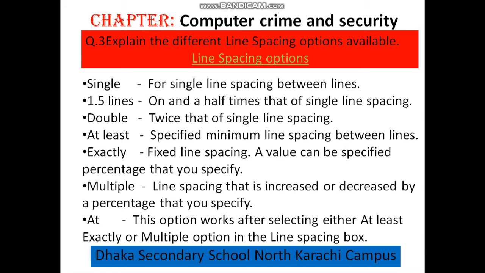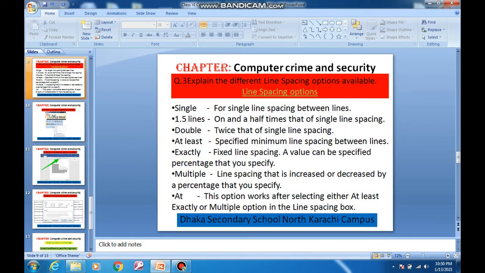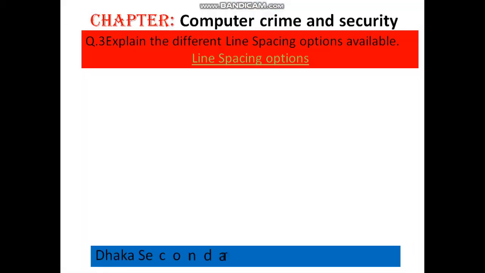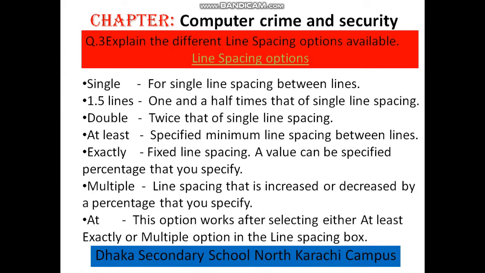1.5 line spacing is one and a half times that of single line spacing. Double is twice that of single line spacing.